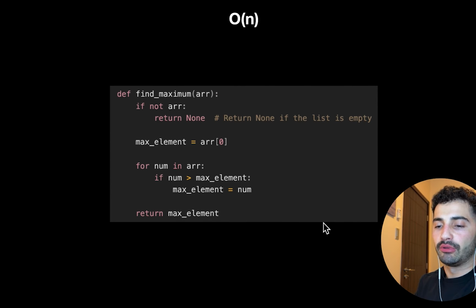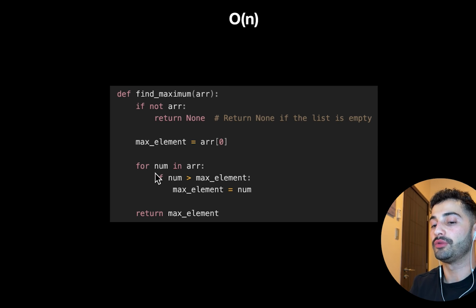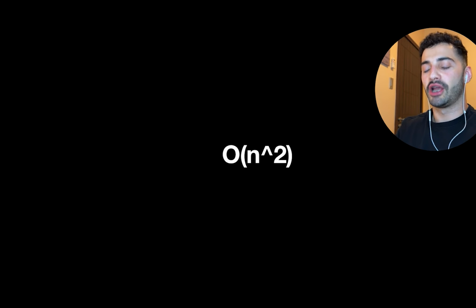Here's a more practical example of a linear algorithm where we try to find the greatest element in an array, and we do that by iterating through the entire array and keeping track of the maximum number we've seen so far. So this is big O of n squared.